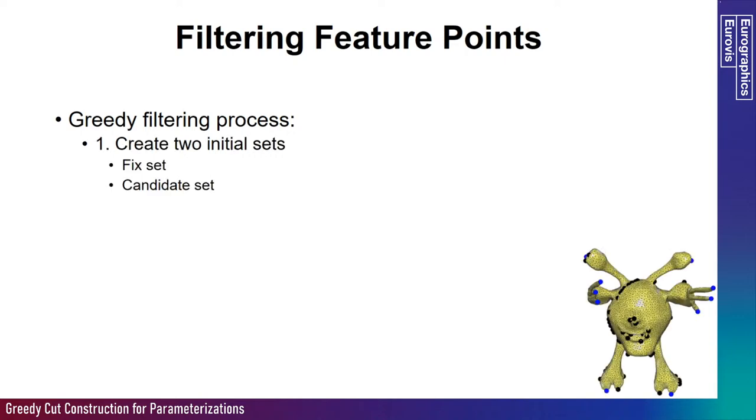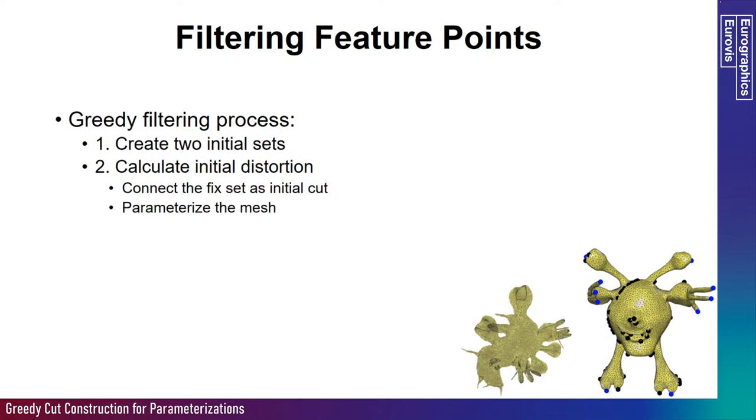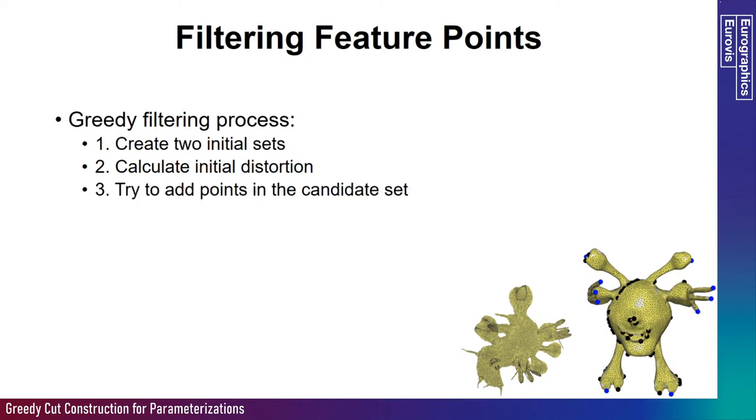First, we divide all the local maximizers into two initial groups. If a point's scope of influence is larger than a threshold, we put it in the fixed set. Otherwise, we put it in the candidate set. Then, we connect the points in the fixed set as an initial cut, parameterize the mesh as isometric as possible, and calculate the distortion. Next, we try to add the points in the candidate set into the fixed set one by one.